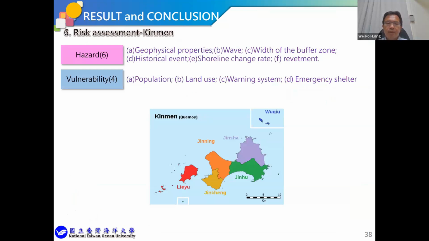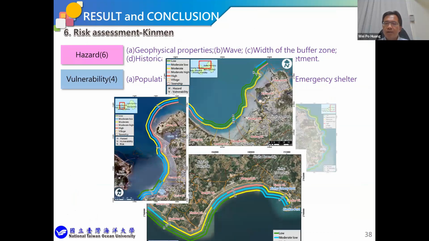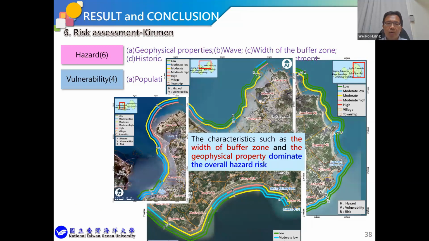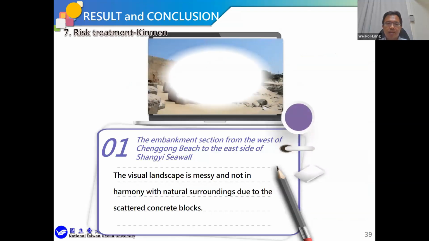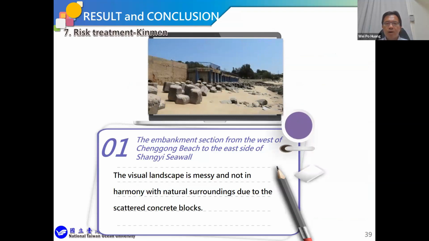Here is the risk map for the other case, Kinmen Island. After the assessment, the width of the buffer zones and the geophysical property dominate the overall hazard risk. The slide showcases one of the protection countermeasures considering the protection criteria and the landscape.